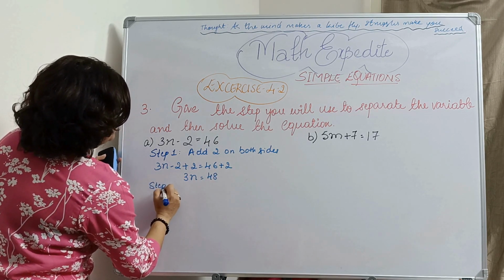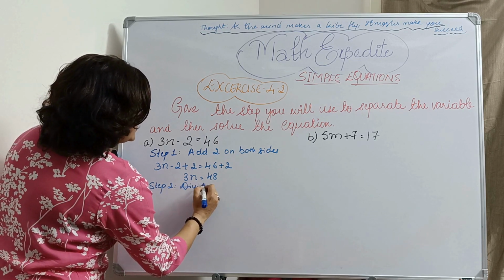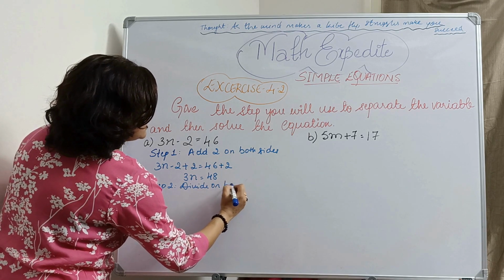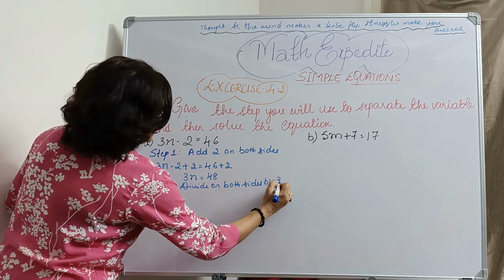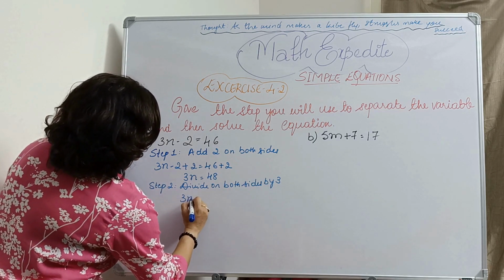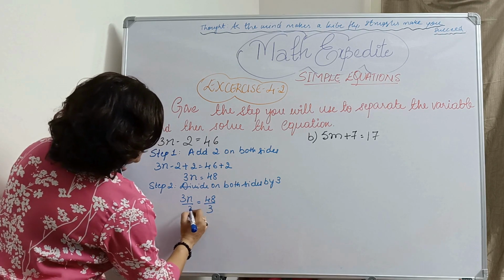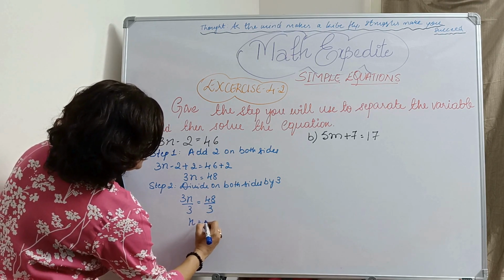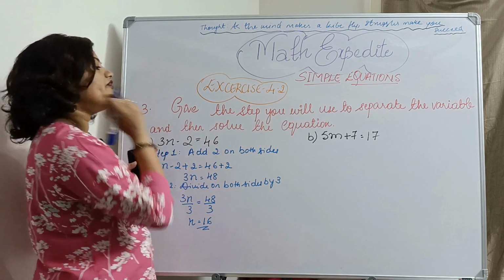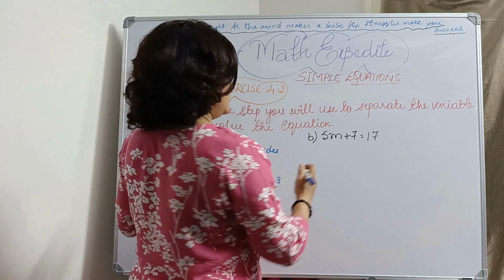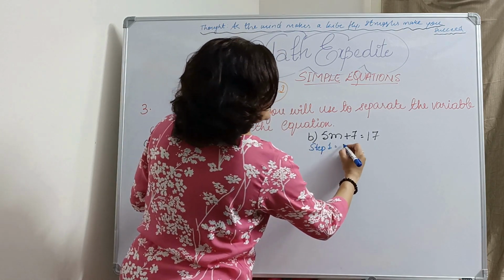Step 2, what are you going to do? Divide on both sides by 3. So I get 3n by 3, which is equal to 48 by 3. 3 gets cancelled. n equals 16. Next one, 5m plus 7 equals 17. So what is the step 1 here?